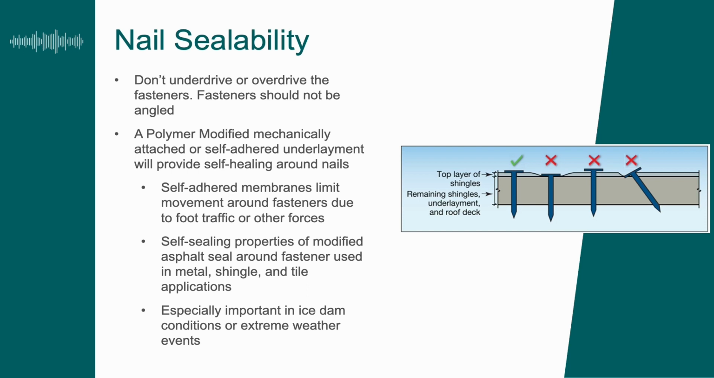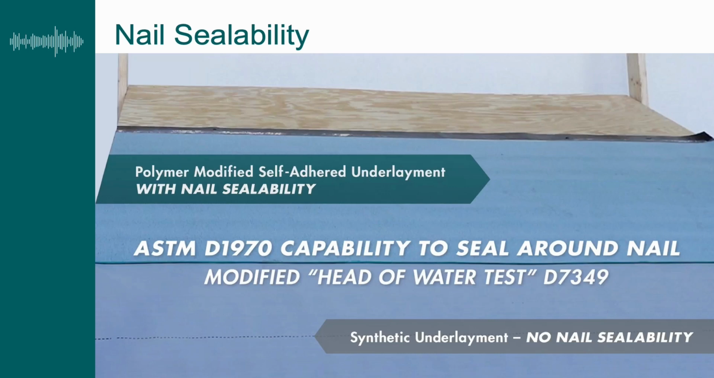So in this short video, we'll demonstrate nail sealability using a modified version of the head of water test, which is an ASTM test, D7349, which is designed to test the sealability of an underlayment around a fastener under water conditions, right? So here you have a roof deck, a plywood deck. It's a mock-up of a deck. And on the top side, you have a polymer-modified self-adhered underlayment with nail sealability qualities. And on the bottom, you have a synthetic underlayment with no nail sealability qualities.